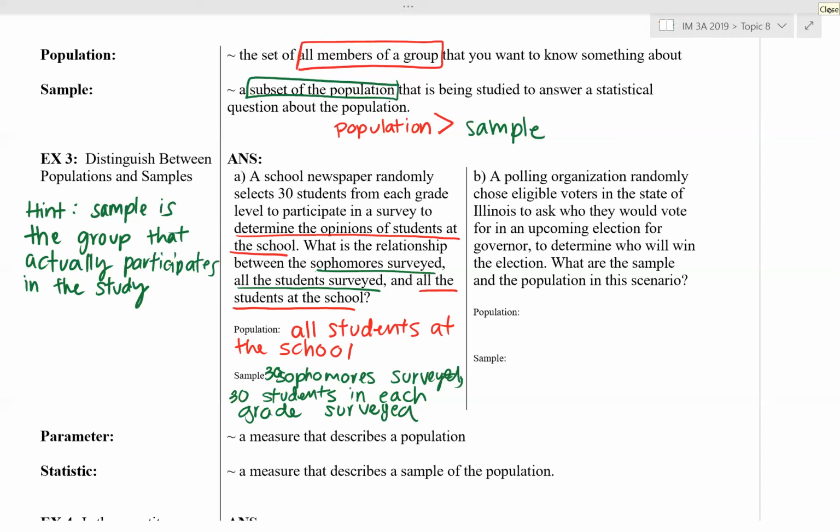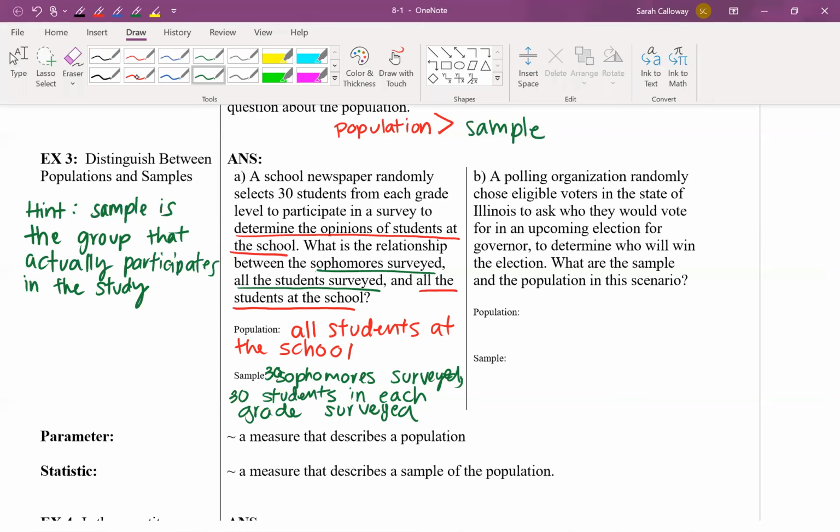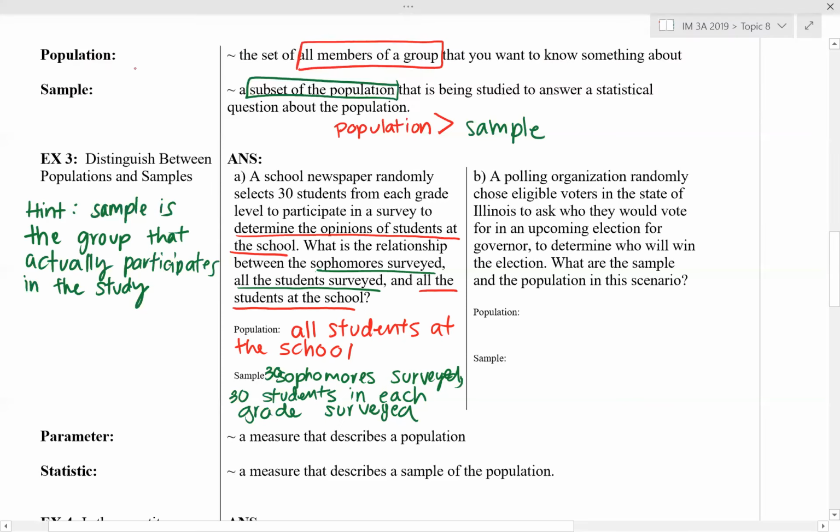So then for B, a polling organization randomly chose eligible voters in the state of Illinois to ask who they would vote for in an upcoming election for governor to determine who will win the election. So what are the sample and the population in this scenario? So the population, if I think about all the people that vote for the governor of Illinois, represents all the registered voters in Illinois.